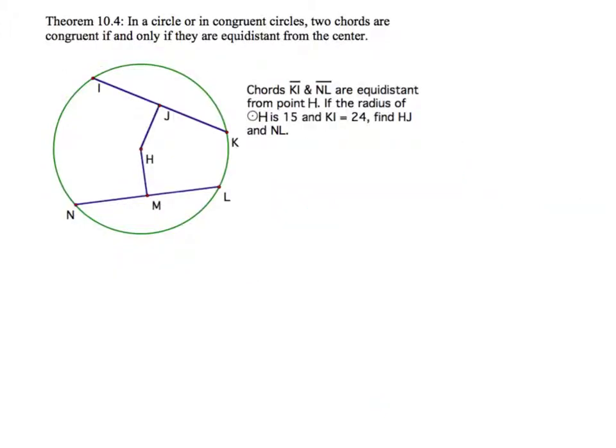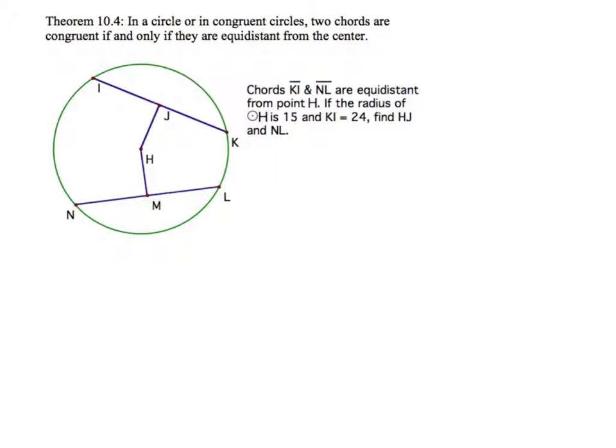All right. Theorem 10.4. In a circle or in congruent circles, two chords are congruent if and only if they are equidistant from the center. So a couple things to notice about this. One is we've got our if and only if phrase here again. That means we could say two chords are congruent if they are equidistant from the center, or we could say if two chords are equidistant from the center, then they are congruent. We can flip the hypothesis and the conclusion there, making what we call the converse.